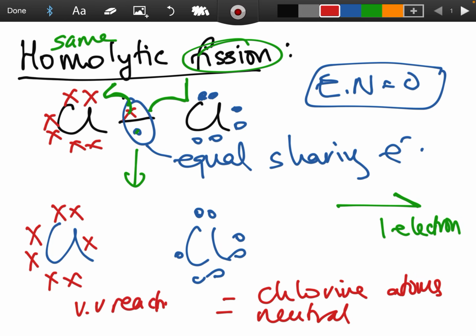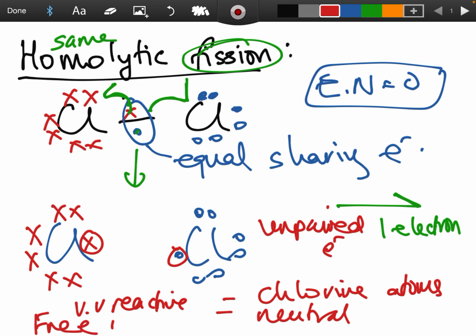Why are they so reactive? Because look, they've got an unpaired electron. They have 7 electrons in their outer shell. These chlorine atoms will react with anything in order to gain another electron so that the configuration is then stable. And what we call these, which are really, really reactive with an unpaired electron, we call these free radicals. So that's if the atom receives the same number of electrons when you break the bond.